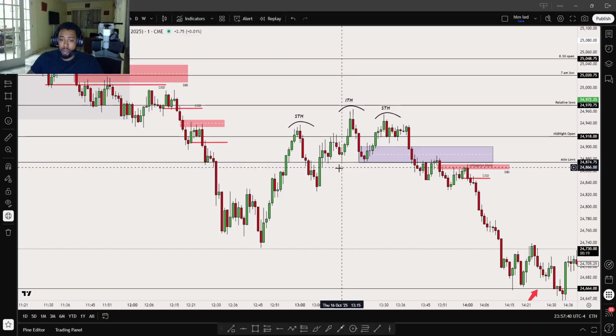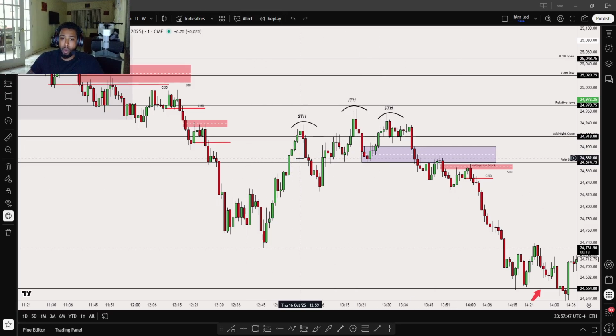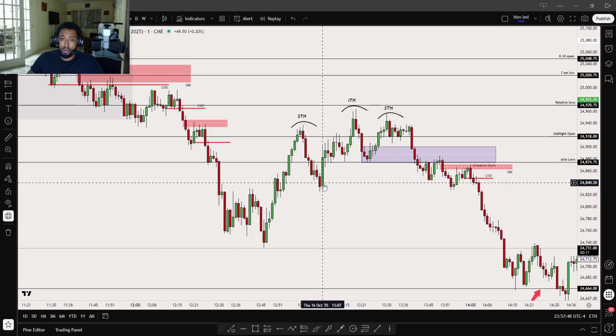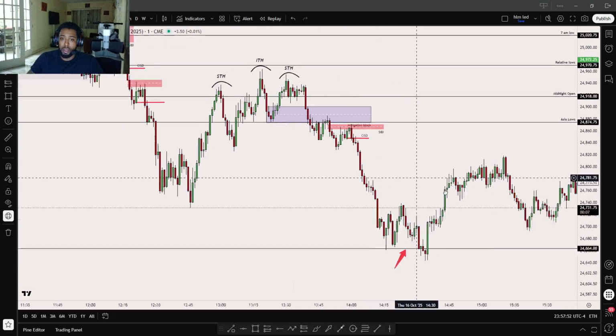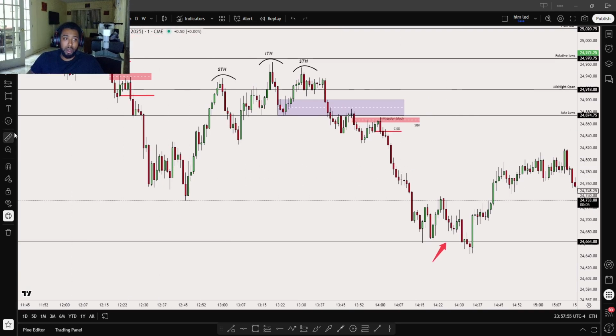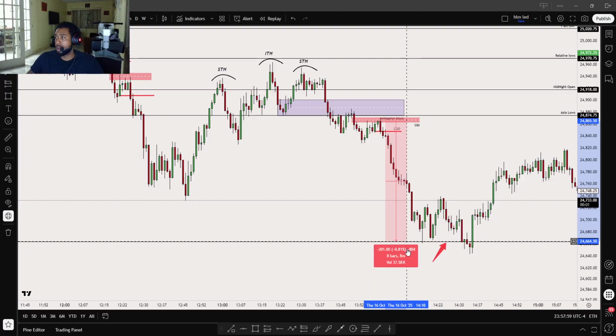So you see right here is 1:30. 1:30 is right here. So right around 1 o'clock is when you could have been looking. And literally this trade gave us about what? Let's see what we got in here. This trade literally gave us what, 200 points.